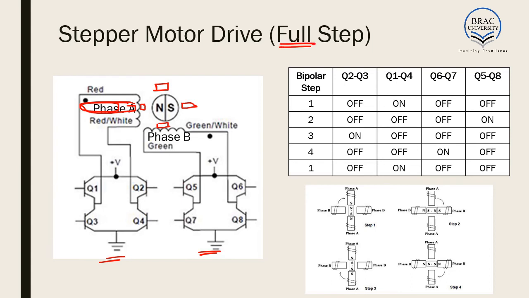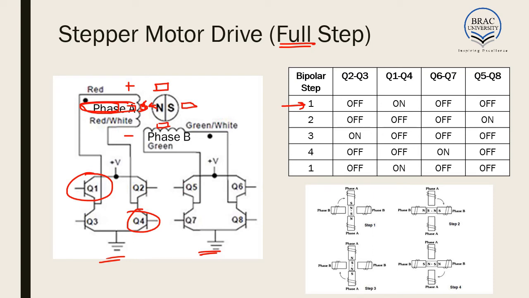In the case of full step, we at first turn Q1 and Q4, this and this, on, and all the other switches are off. As a result, phase A gets energized with plus here and minus here, and phase B is off. As a result, a south pole is created here, and this north is getting attracted to that south pole. So this is the first step.